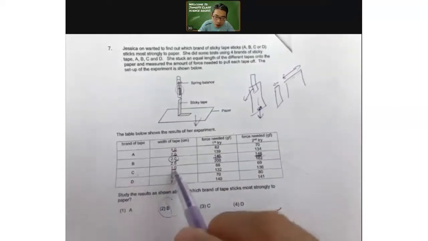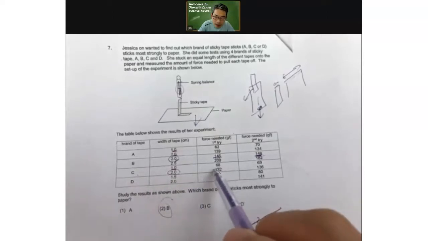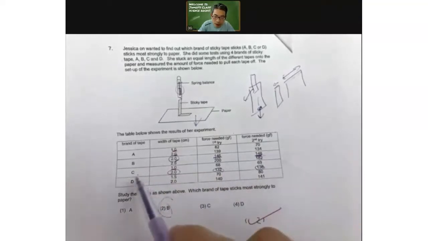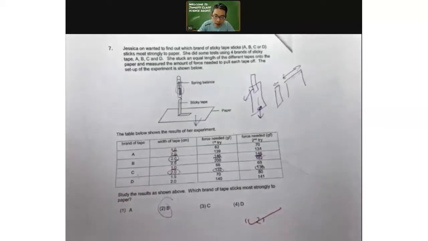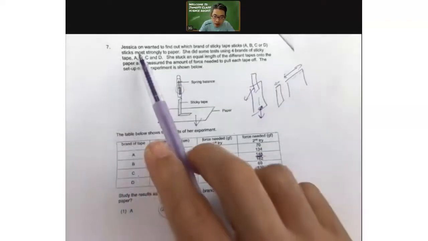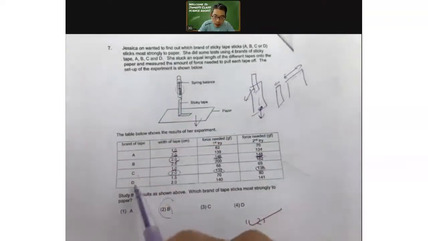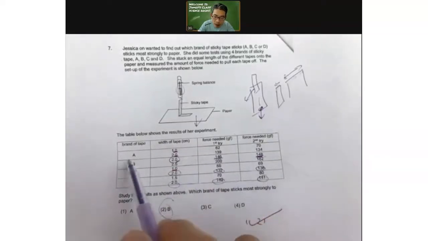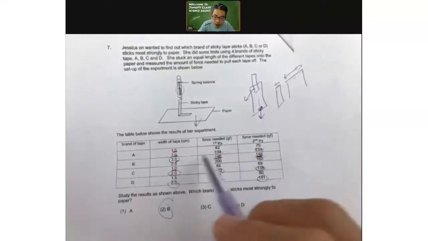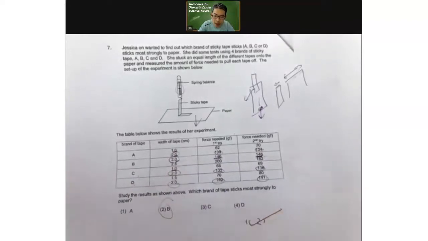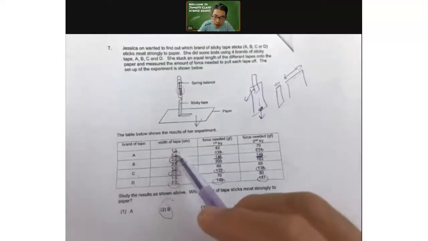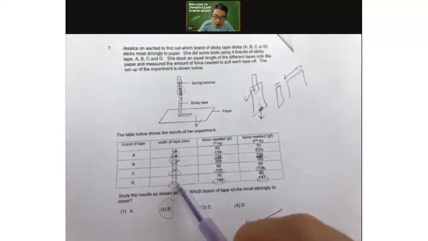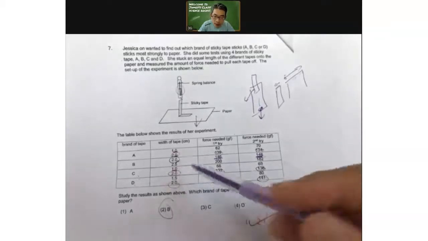If you look at C at 2 cm, 32, less force is required. So C is not as sticky compared to B. Remember, the aim is to find out which tape sticks most strongly to paper. How about D? D is at 40, 41, still less than B. How about A? 39, 34 for this, right? Still less than B. So why did I choose to look at 2? Because every single one of them has 2 cm as the width. I don't look at the 2.5 because there's nobody for me to compare with.